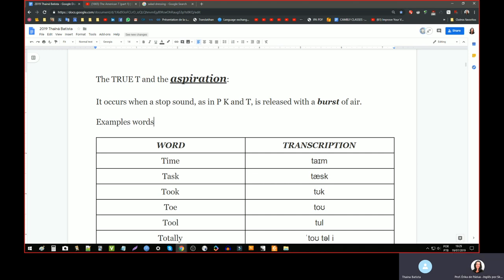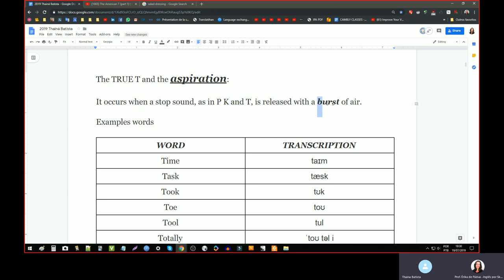When you first learn the sounds, I told you, oh, this is like in Portuguese, because it makes it simpler to start with. But now that you're going deeper and deeper into the sounds, you notice something very important: the sounds are actually different from the Portuguese sounds. The aspiration is a big difference. So, p, k, t, right?